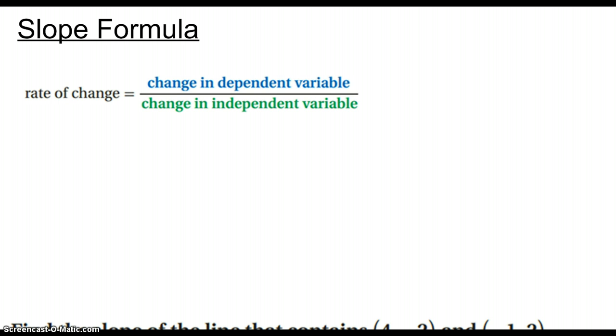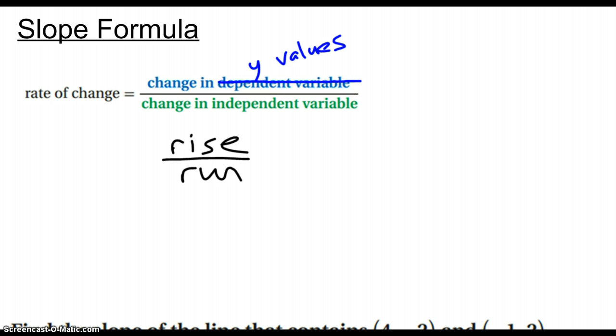If you remember from yesterday, we talked about the rate of change, and that's where we came up with rise over run. But more importantly, the change in the dependent variable over the change in the independent variable. Remember that the change in our dependent variable, when we talk about x and y, is y's. So really this is the change in y values over the change in x values.